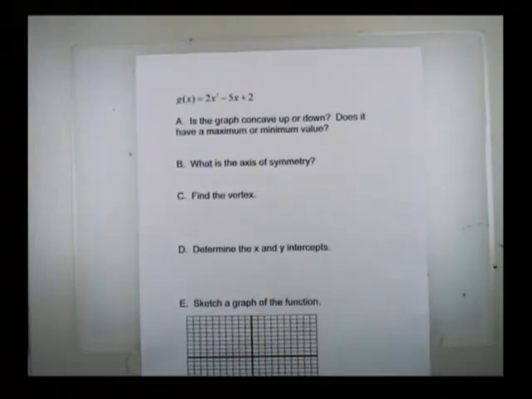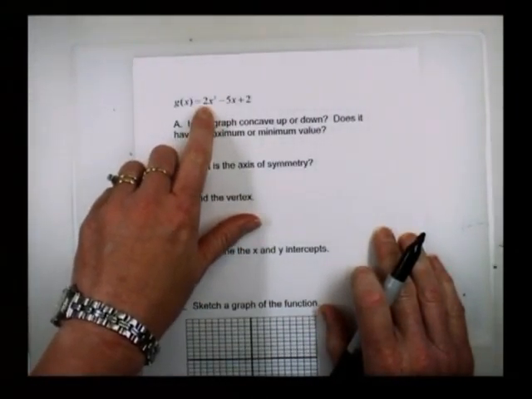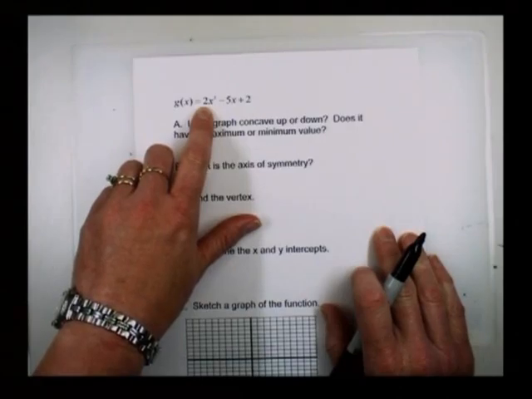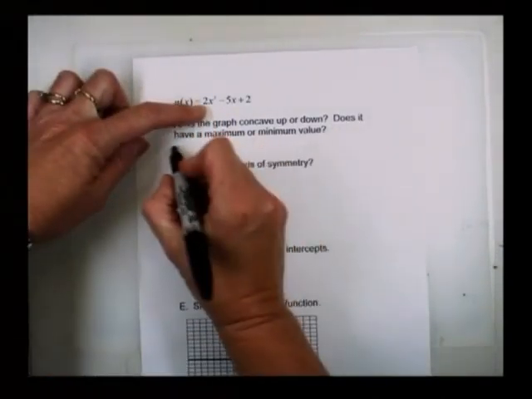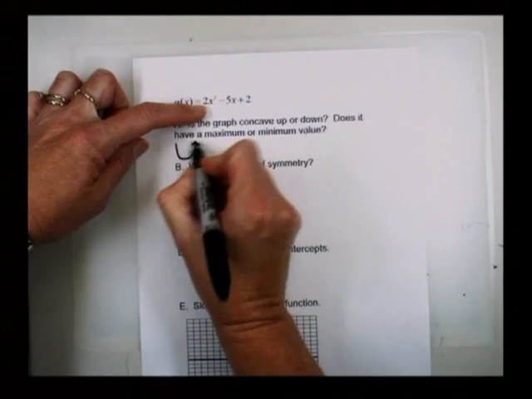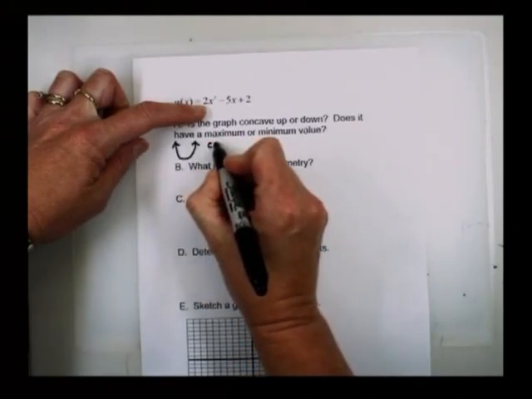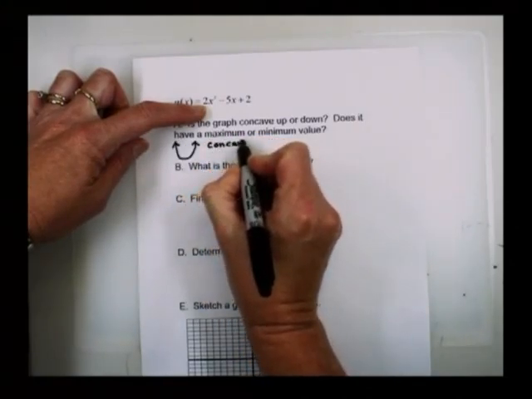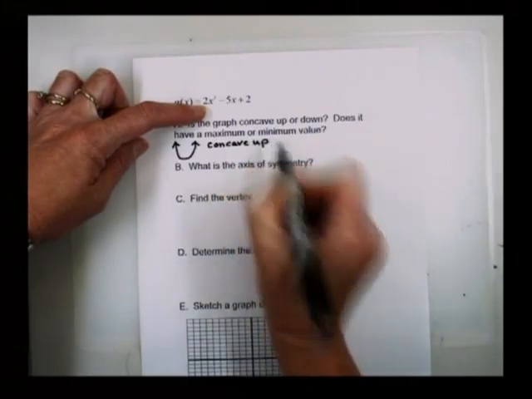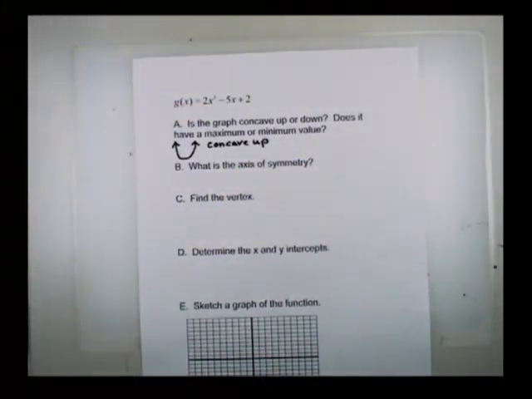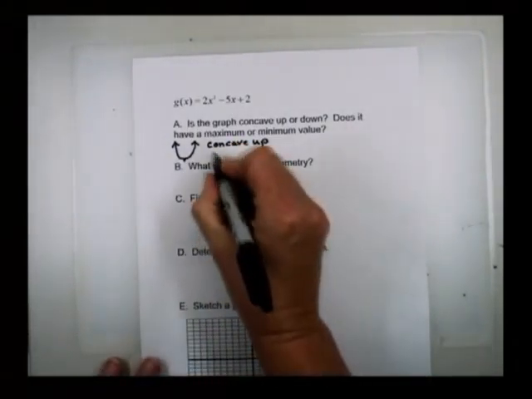All right, so here's your example. We've got g of x equals 2x squared minus 5x plus 2. First question, will this be concave up or down? And does it have a max or a min point? Remember, we get that from our leading coefficient, which is 2. 2 is positive. That indicates that we are concave up. Okay? And if we're concave up, we have a minimum point down there at the bottom.